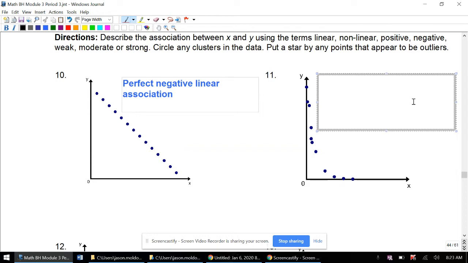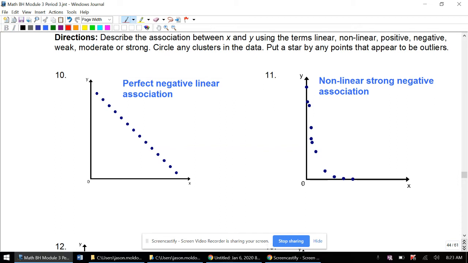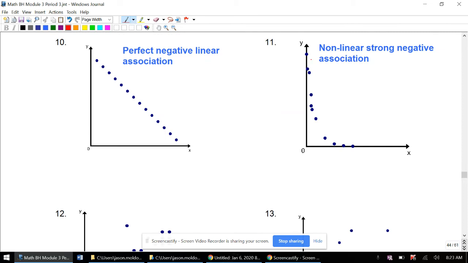This one is negative, it goes down. It does not look linear, and therefore could be interpreted as maybe weak or moderate, although there are curves in math that we haven't studied that would match this pretty closely. So I'm going to say that this is a non-linear, strong, negative association, in that I think there is a curve that could match this pretty closely. And as you'll notice on that example, I didn't use the word negative in the front this time, or the word strong.